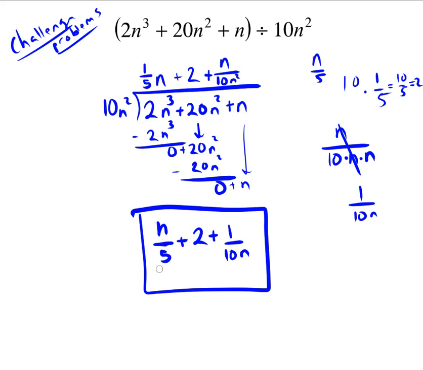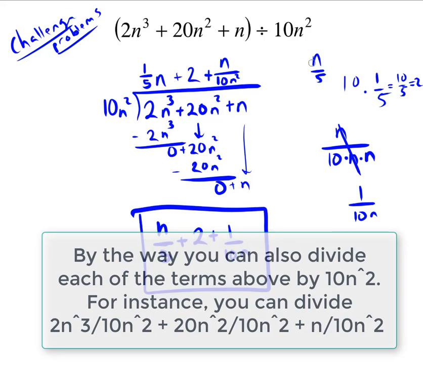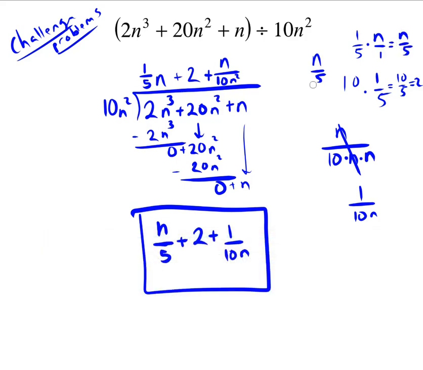In case you didn't understand how I got the n over 5, I did that because 1/5 times n over 1 is really just equal to n over 5. That's why I made it n over 5, because that's just neater. Here's the plus 2, and this once again simplified to 1 over 10n. I did that here, okay? So anyway, hopefully you understood that problem.